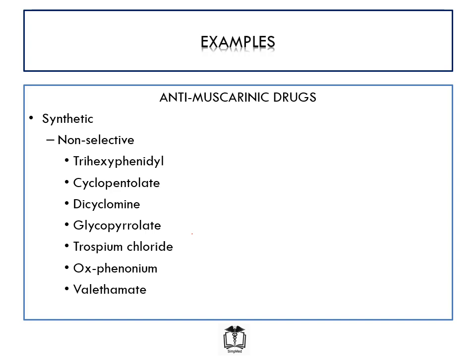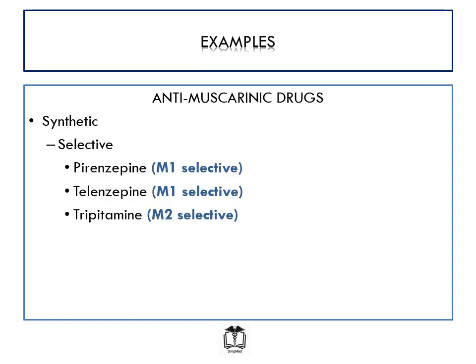Other examples of non-selective synthetic antimuscarinic agents include drugs like trihexyphenidyl, cyclopentolate, dicyclomine, and glycopyrrolate, amongst other examples. For the selective synthetic agents, like I said, we have very few selective synthetic antimuscarinic agents. And typically, these drugs are either M1 selective or M2 selective. Drugs like telenzepine, pirenzepine, and tripitramine are all examples of selective synthetic antimuscarinic drugs.